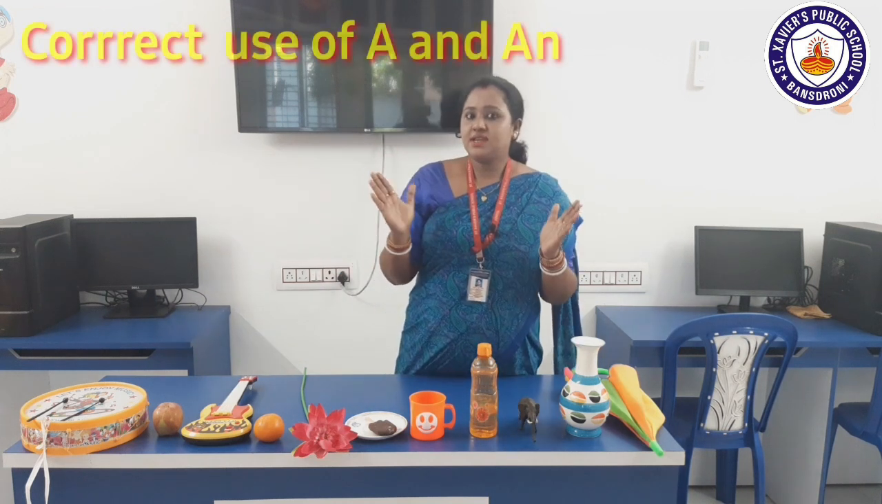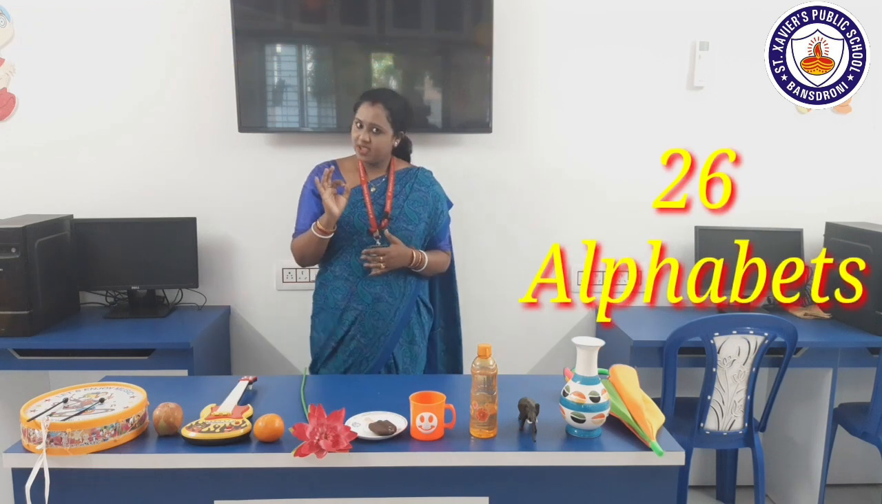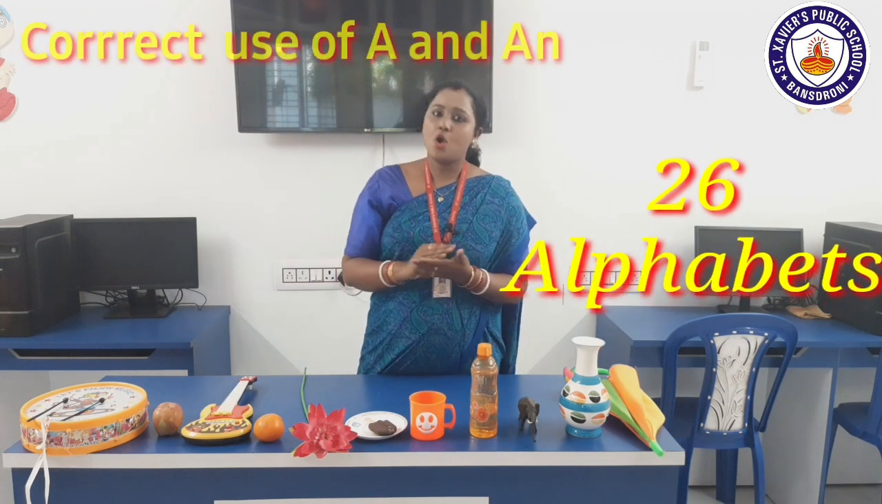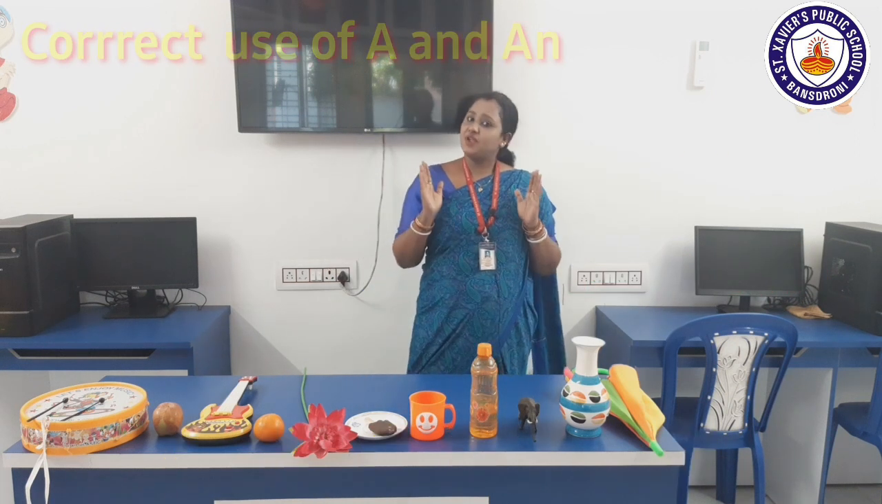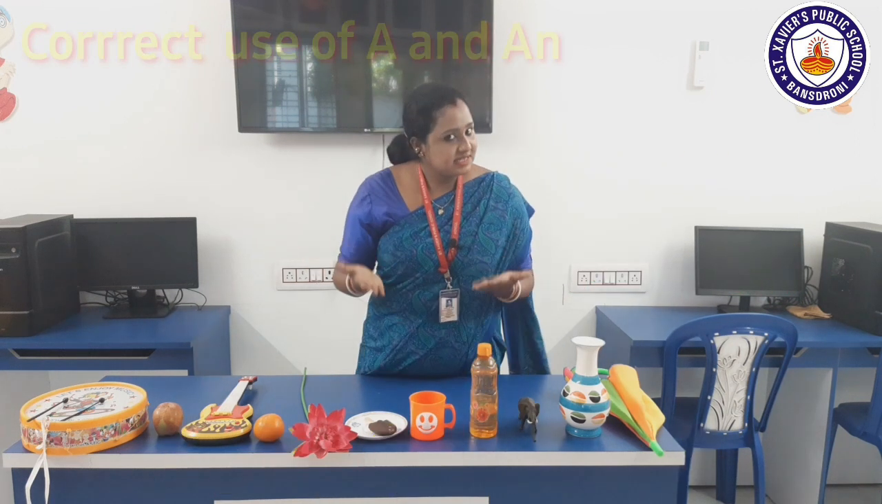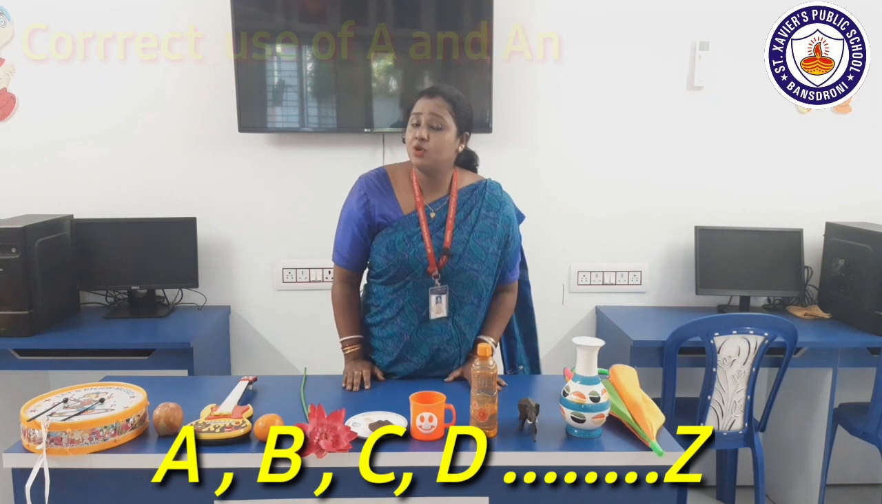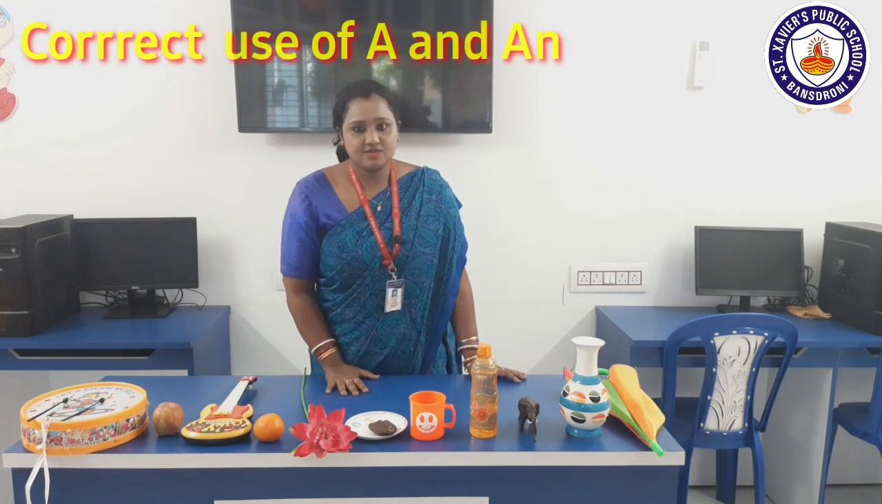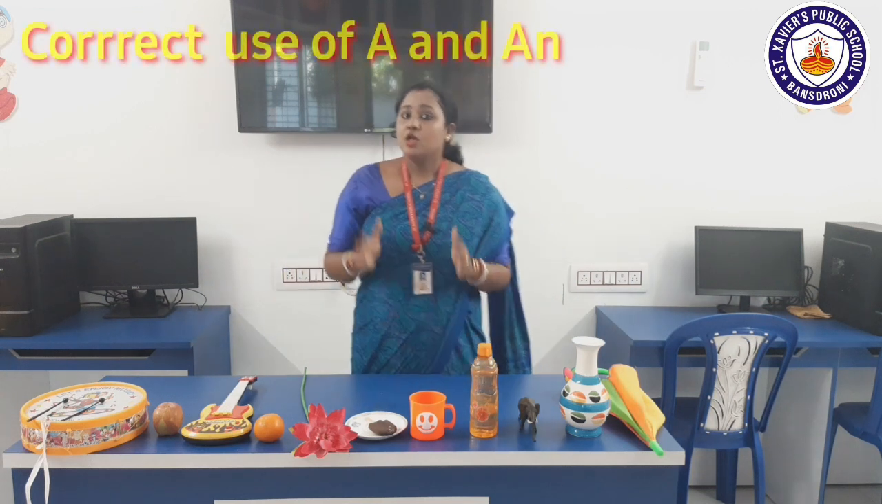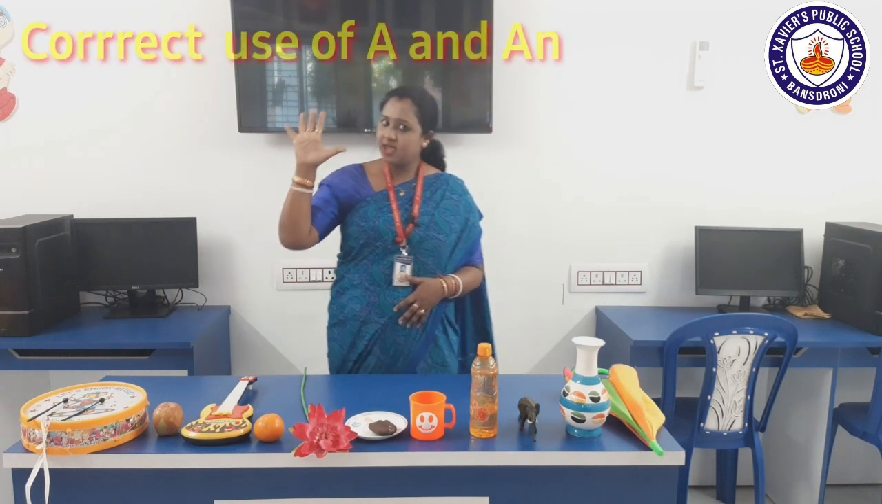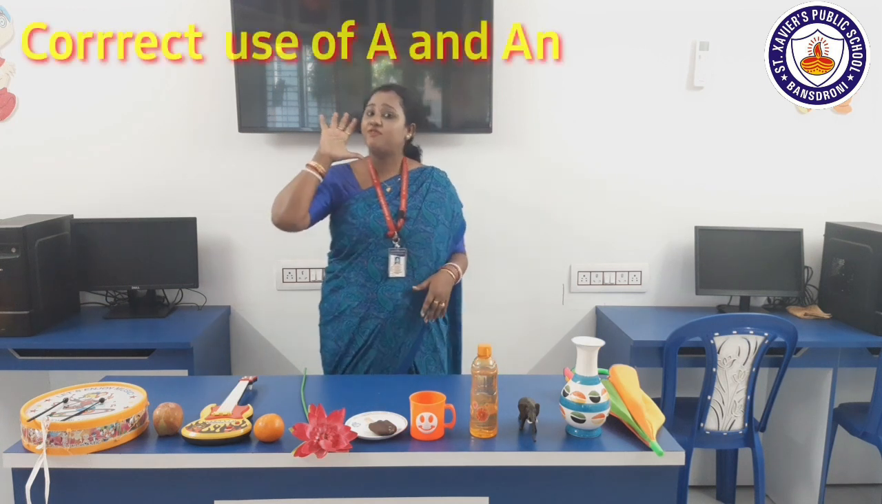What are they actually? As you all know, totally there are 26 alphabets, starting from A up to Z. A, B, C, D, E, F, G, H, I, J, K, L, M, N, O, P, Q, R, S, T, U, V, W, X, Y, Z. So out of the 26 letters, there are 5 letters which are really special. Those 5 letters are A, E, I, O and U. They are called vowels.